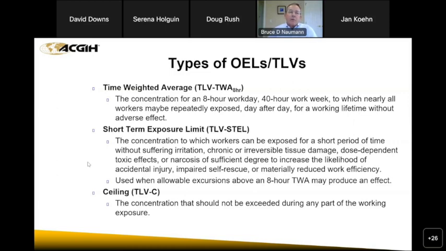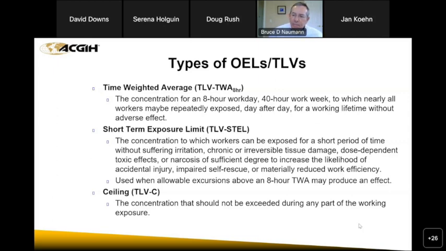We have short-term exposure limits, reserved for compounds that can produce immediate effects. They can influence a worker's ability to actually escape if they needed to. It's kind of like ERPGs, if you're familiar with those, emergency response planning guidelines. But these are 15-minute numbers, typically spaced at least an hour apart, no more than 4 in a given day, while still complying with the TLV TWA, the 8-hour number.